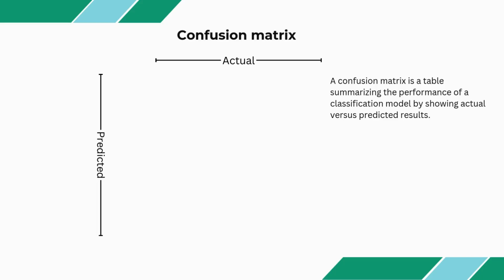A confusion matrix is a table summarizing the performance of a classification model by showing actual versus predicted results. Typically, you will see the actual results shown at the top, and the predicted results shown at the left side. Now let's understand more with an example.